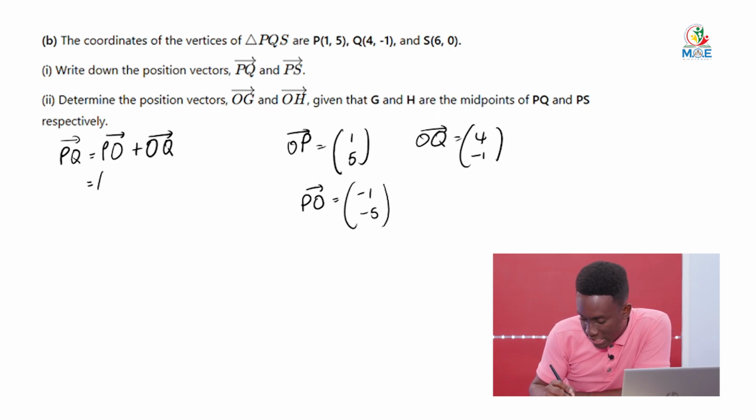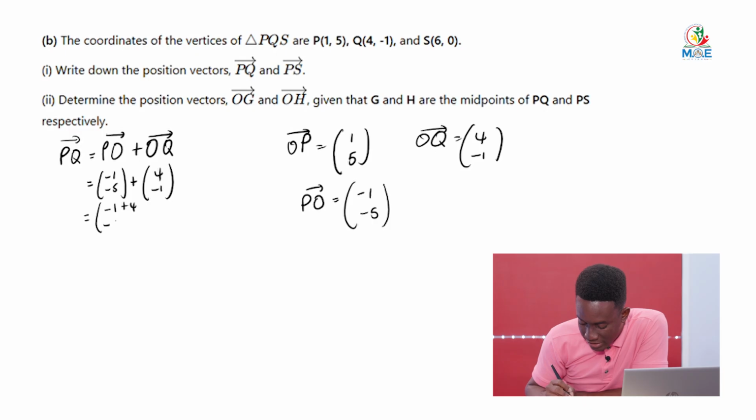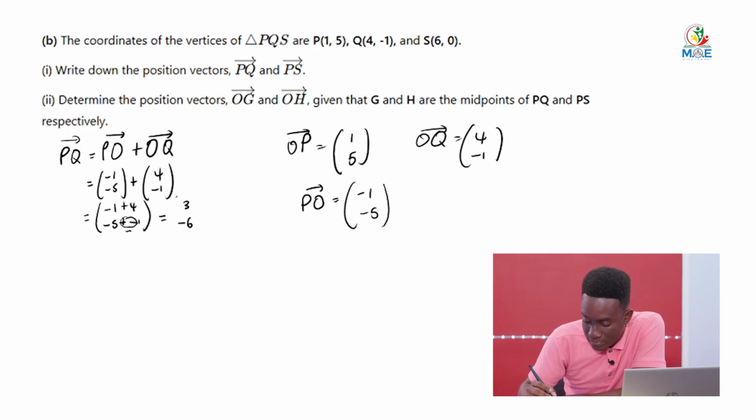So the vector PQ will be PO, which is (-1, -5), plus OQ, which is (4, -1). So this will be -1 plus 4 and -5 plus -1. Hence -1 plus 4 would be a positive 3, and -5 plus -1, which returns to a minus, so -5 minus 1 would be -6. So PQ is equal to (3, -6).